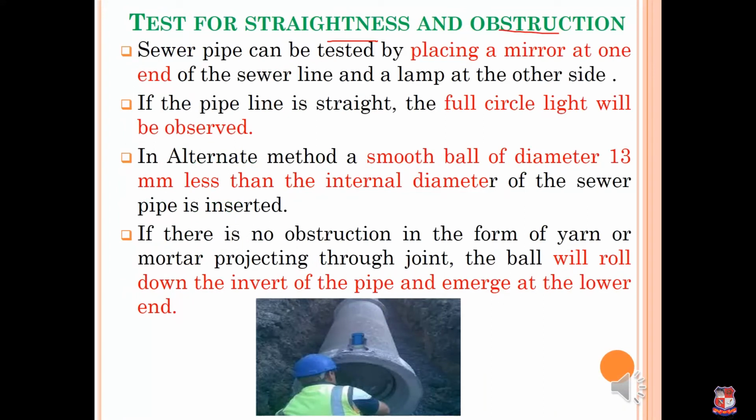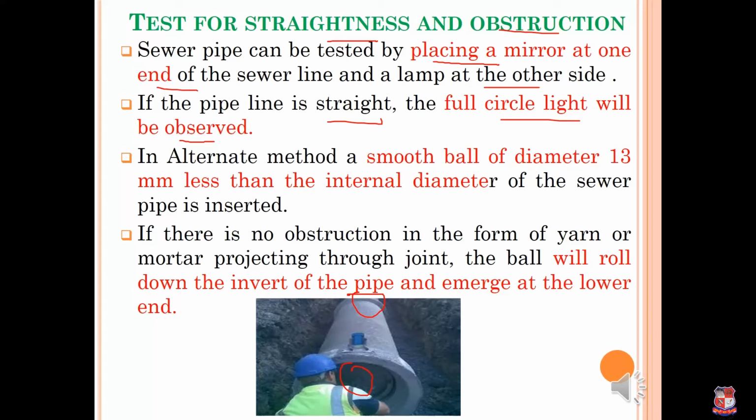So if suppose this sewer line is already laid, and then this sewer line is to be tested, then you have to place a mirror at one end. Suppose આ end પર તમે mirror મૂકી દો, and the lamp at the other side, and આ side પર તમારે lamp મૂકવાનો છે. If the pipeline is straight, the full circle will be observed. So if some obstruction is there, then that full circle may not be observed. So you may come to know that the obstruction is there, so that you have to clear out.